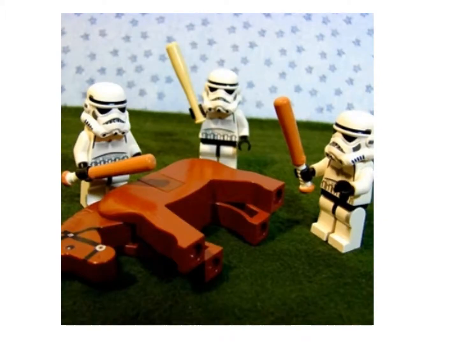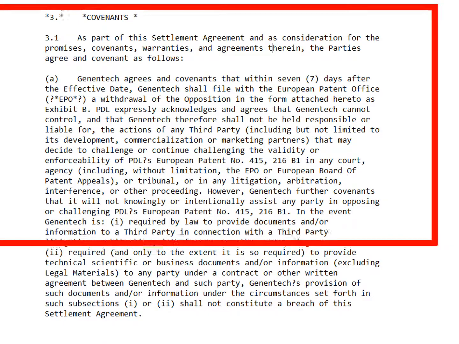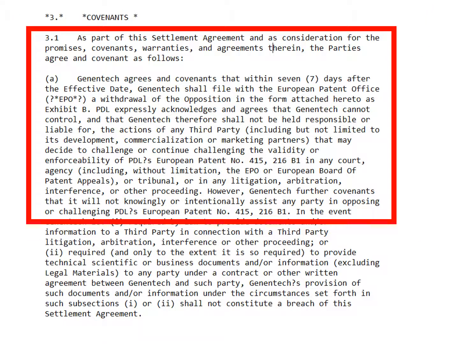Not to beat a dead horse or anything, but we go on and say it kind of again. Section 3.1. As part of this settlement agreement, as consideration for the promises, covenants, warrants, and agreements therein, the parties also agree, and check it out, what do they agree? They agree that Genentech agrees and covenants that within 7 days after the effective date, Genentech will file with the European Patent Office a withdrawal of the opposition in the form attached hereto as Exhibit B.